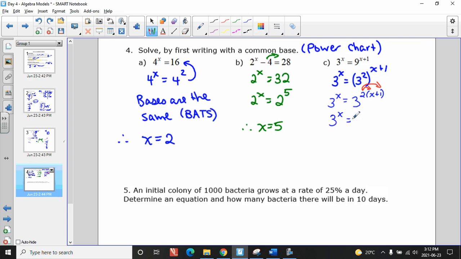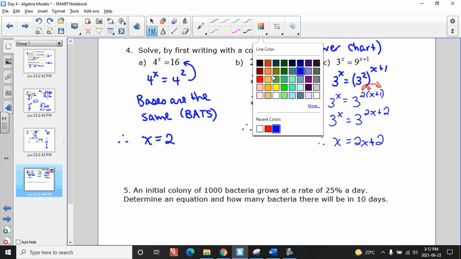So 3 to the x equals 3 to the 2x plus 2. And now the bases are the same. I can start working on my exponents, which also must be equal. x from the left is equal to 2x plus 2 on the right. I've got a little algebra equation that needs to be rearranged and solved here.